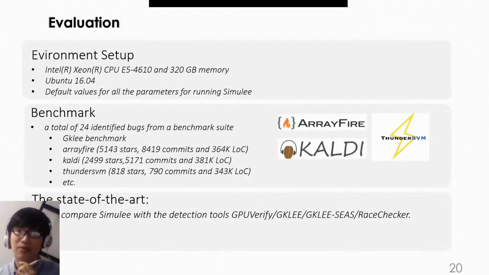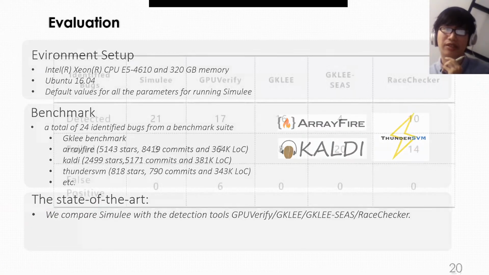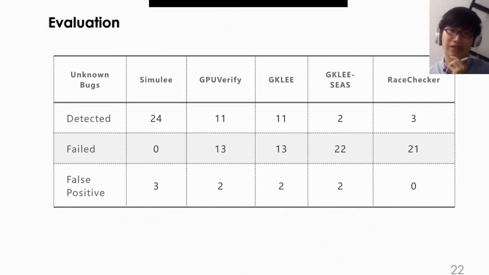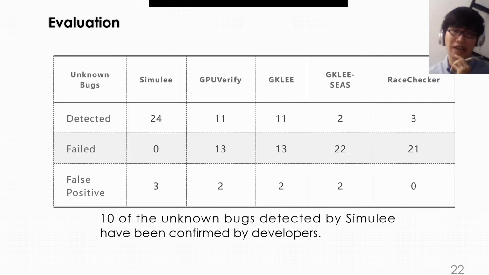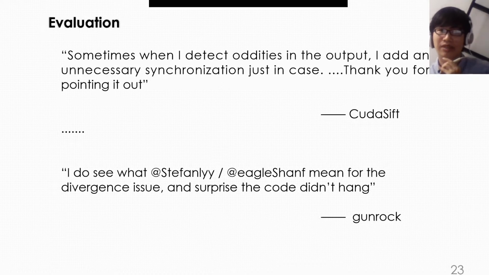To evaluate the performance of CUDA, we conduct an extensive study using real-world projects as our benchmark and compare the performance between CUDA and state-of-the-art approaches. We can see here, of the identified bugs, CUDA can detect 21 of them and fail on 3 of them. It is better than any other approaches. Similarly, it can also detect 24 previously unknown bugs that other approaches cannot, and 10 of them have been confirmed by the developers. We also have some replies from developers. You can refer to the paper for more detail.